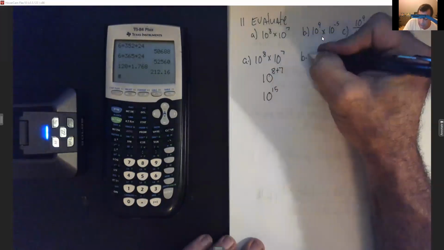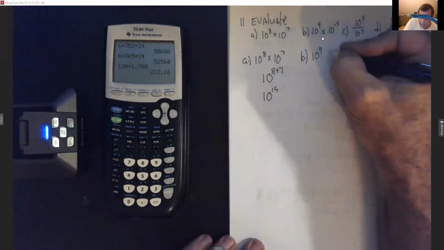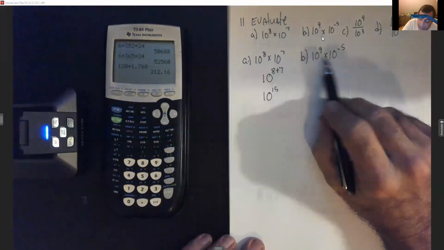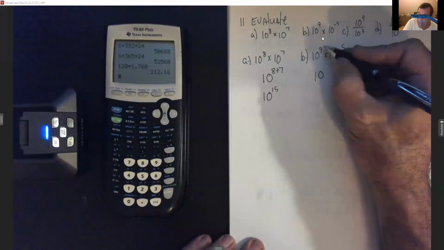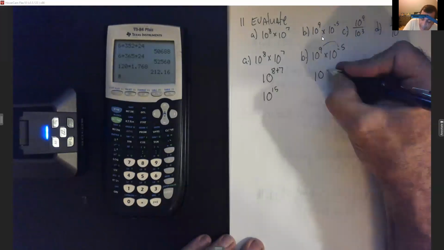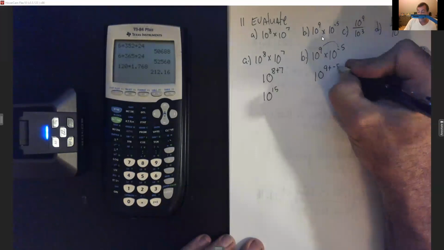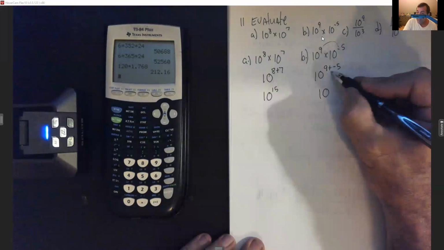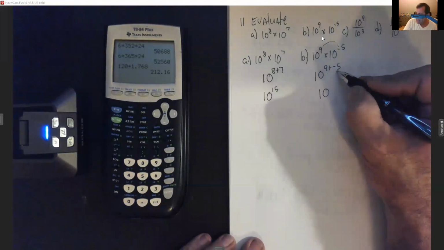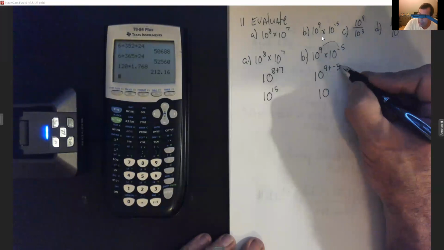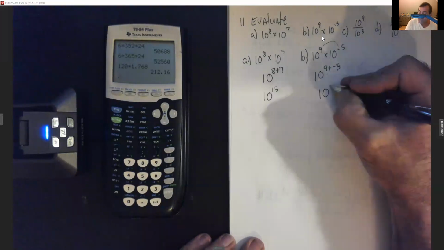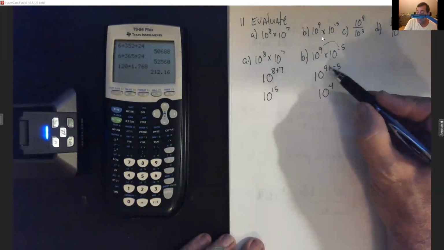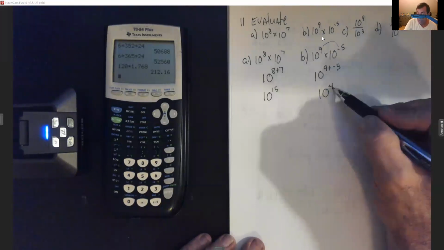All right, B is 10 to the 9th times 10 to the negative 5th. Same thing, they both have a 10, so bring down the 10. And then you're going to add the exponents, 9 plus negative 5. Anytime you add unlike signs, you subtract the numbers. 9 minus 5 is 4. And then the answer has whatever sign the bigger number had. So since this 9 is positive, that 4 is positive.